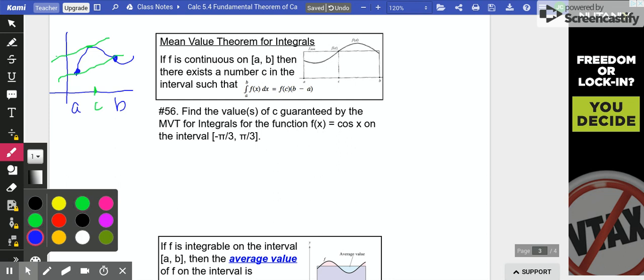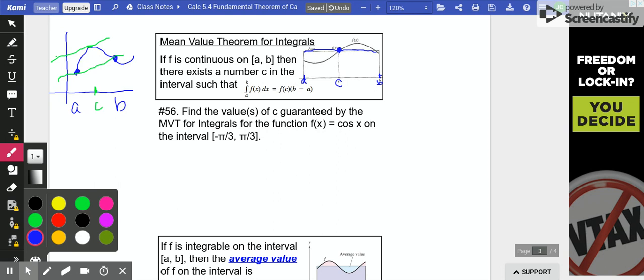Now, the mean value theorem for integrals says if you have a continuous function, then there's a number C, and you can kind of see these things here. Here's A and B. So we've got this continuous function, and that's telling us that there's a point C somewhere such that the y value of C is the average value. Remember that Desmos activity where we were trying to find the average value? This is saying that there is a point C, an x value, where the y value associated with it is the average value of the function.